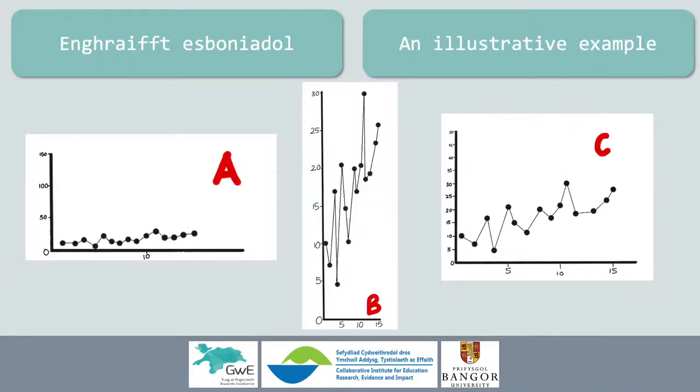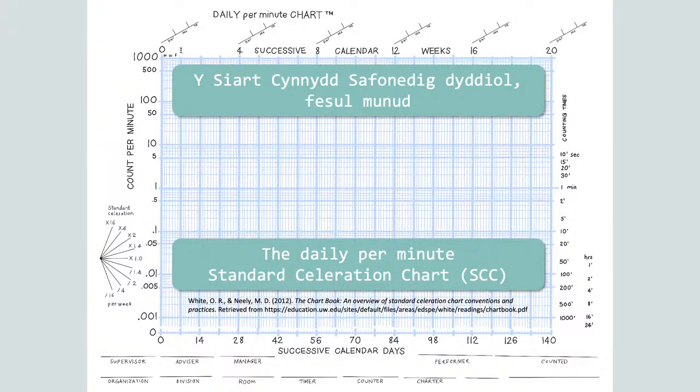On this slide you can see 3 unstandardised charts. Despite displaying the same data, they use different interval scales on the axes to make them look visually different. This can make interpreting non-standardised data confusing and more time-consuming. This is what the daily per minute standard acceleration chart looks like. The book referenced on the slide is a fantastic free resource if you're interested in finding out more about the chart. We'll cover the key features that you will need to know to use the chart in your classroom during this session, but if you are interested in additional ways to use the chart, then please do give this PDF a read.